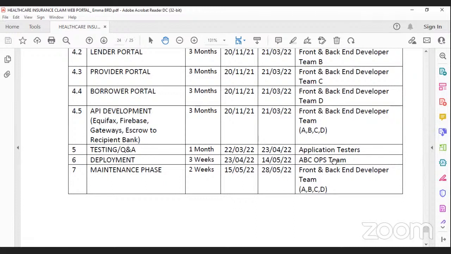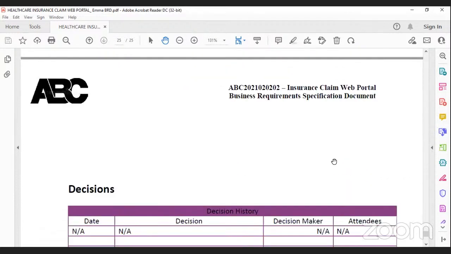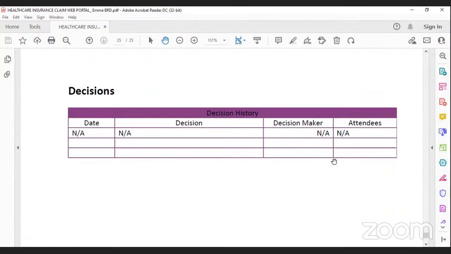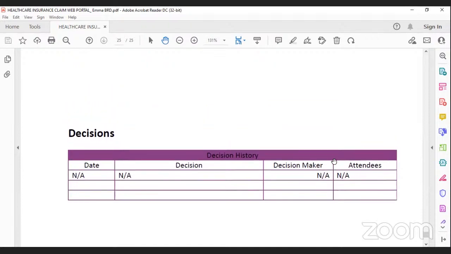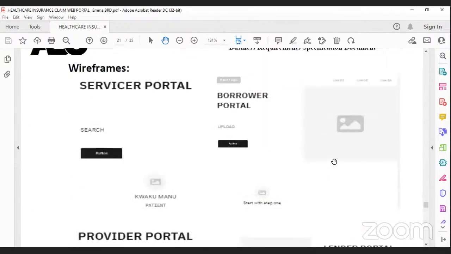We are looking at our operation, the operational team of ABS and other committed staff to come on board to help test and deploy the system. And then also the maintenance phase, we are looking at 2 weeks doing both front and back end, and all the team will be able to come together to do that. Decision making, this is why we are here, and I'm waiting for decisions from my stakeholders and reviewers. Thank you. And this is our business requirement document for you.